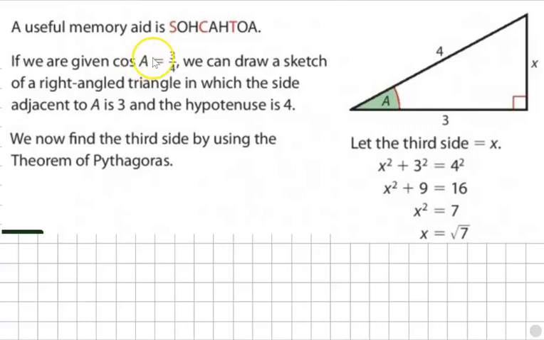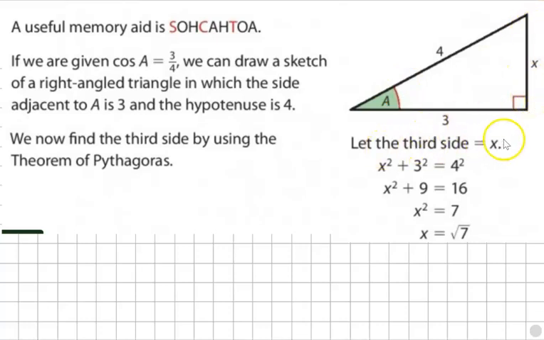If we are given cos A equals 3/4, we can draw a sketch of a right angle triangle in which the side adjacent to A is 3 and the hypotenuse is 4. We now find the third side by using theorem of Pythagoras. So here's our right angle triangle, labeling this as angle A. Cos comes from CAH, so adjacent over hypotenuse. So the adjacent is 3, because my numerator is 3 in my fraction, and the hypotenuse is 4, because the denominator of my fraction is 4. And then the other side we'll just label as x.